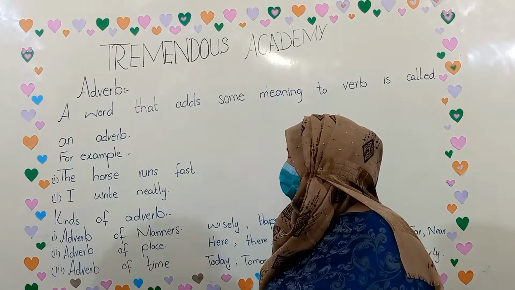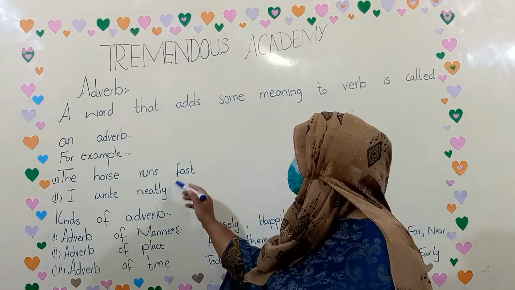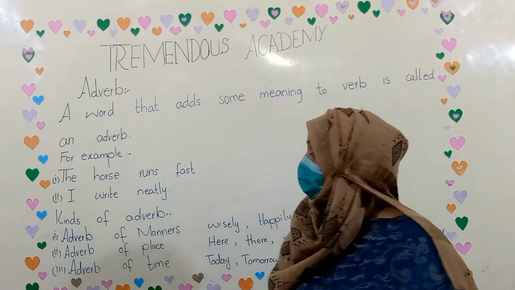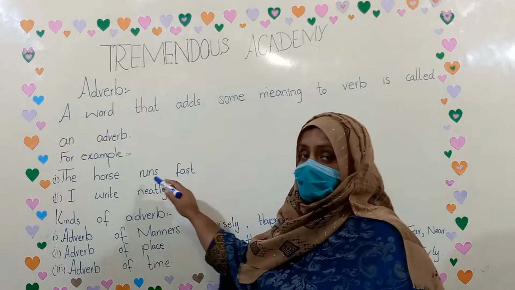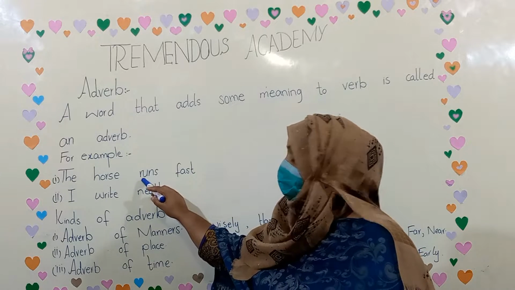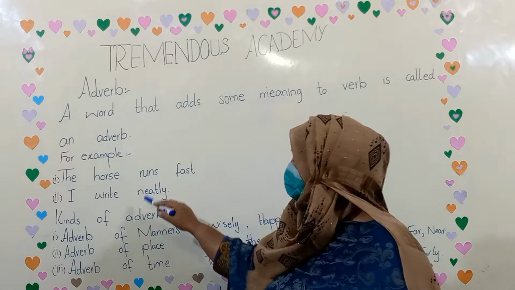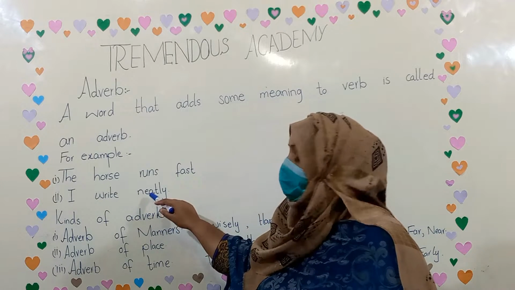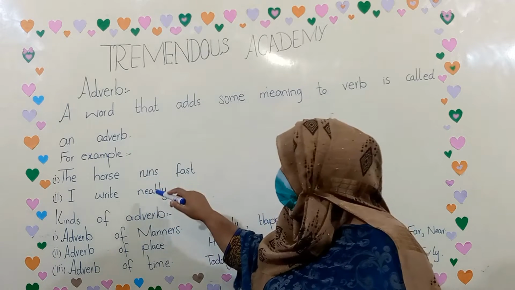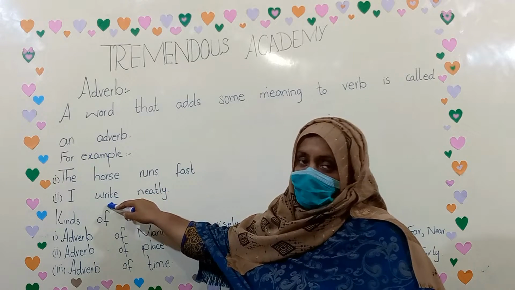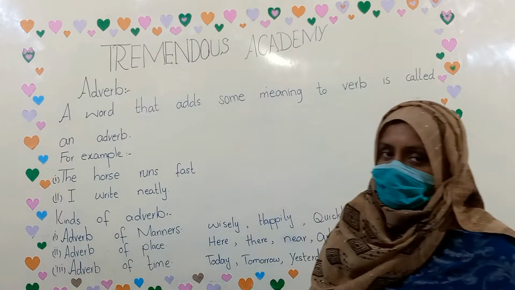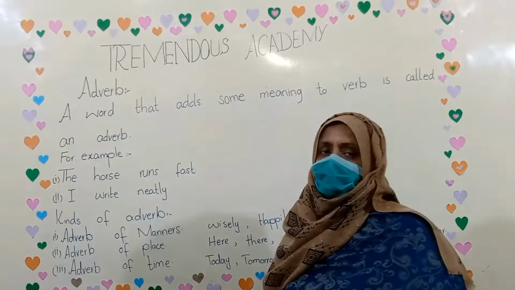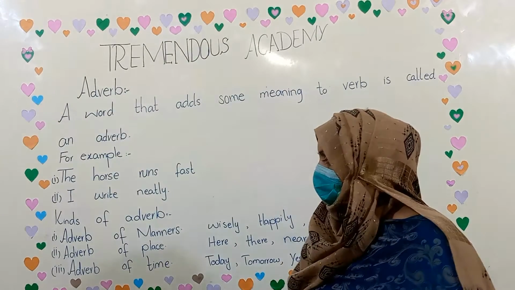Here are two examples. The horse ran fast. I write neatly. So fast is adding the meaning of ran. Run is a verb. I write neatly. Neatly is an adverb. It is adding the meaning of the verb. So viewers, this was adverb, and now we will talk about the kinds of adverb.